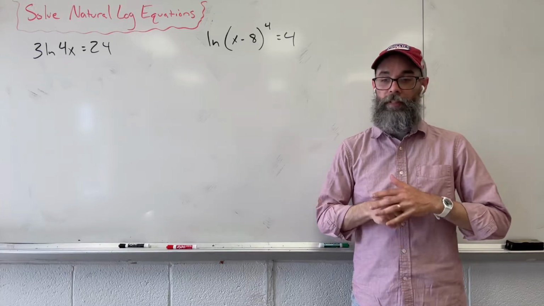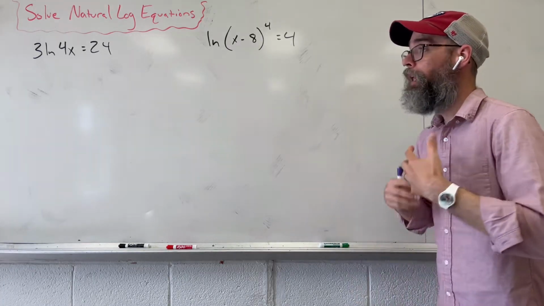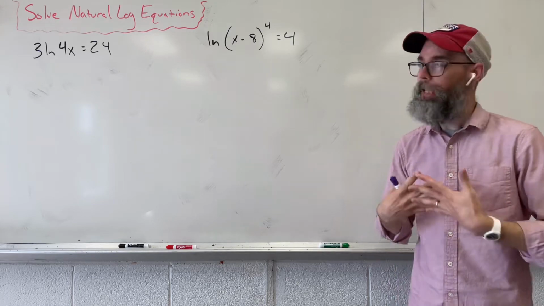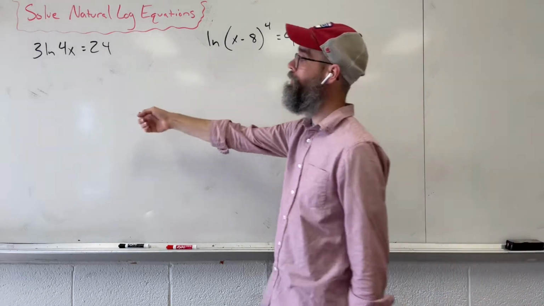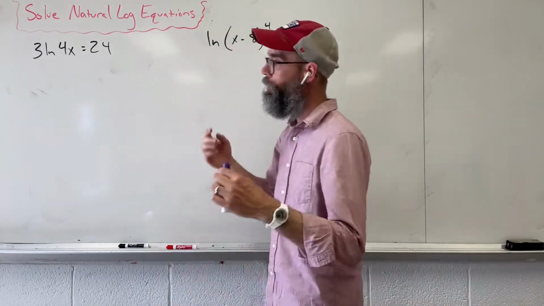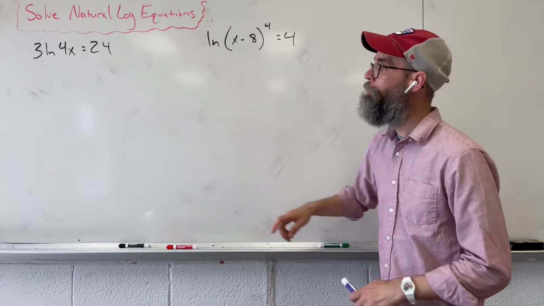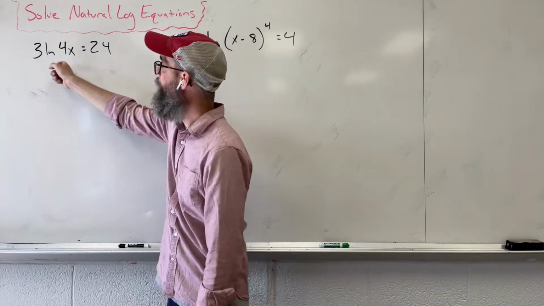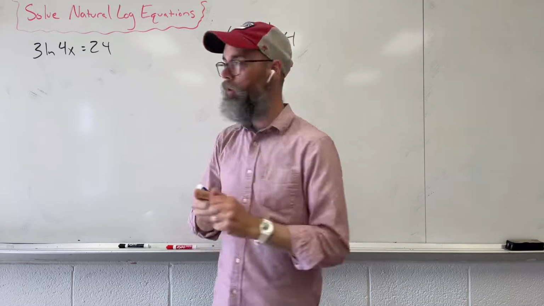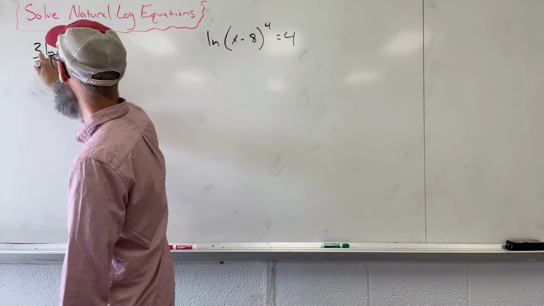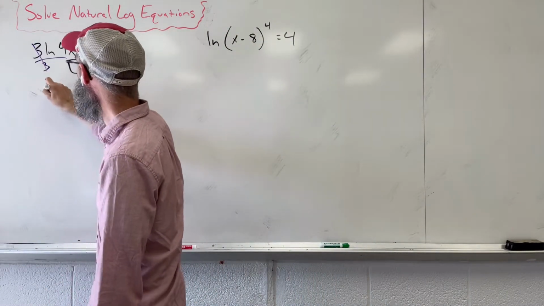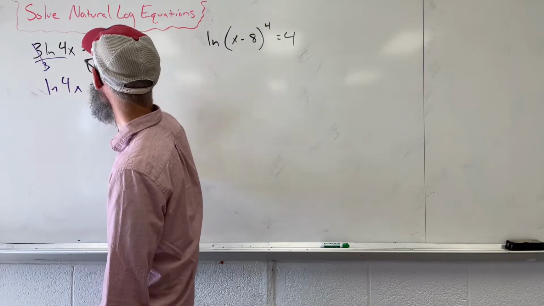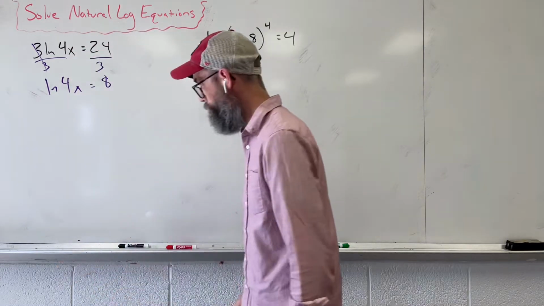Today we're going to solve natural log equations. Our goal is to get our variable alone. Right now our variable is stuck inside with that natural log, so we're going to try and isolate it. We have multiplication happening before all that, so let's do the inverse, dividing. We divide both sides by 3. They're gone. ln 4x equals 8.